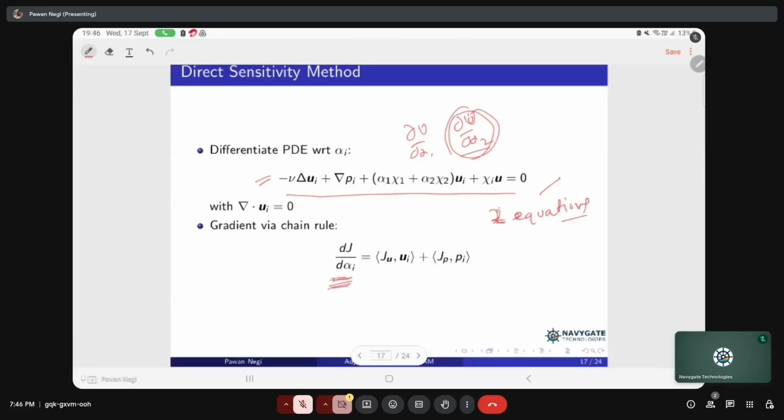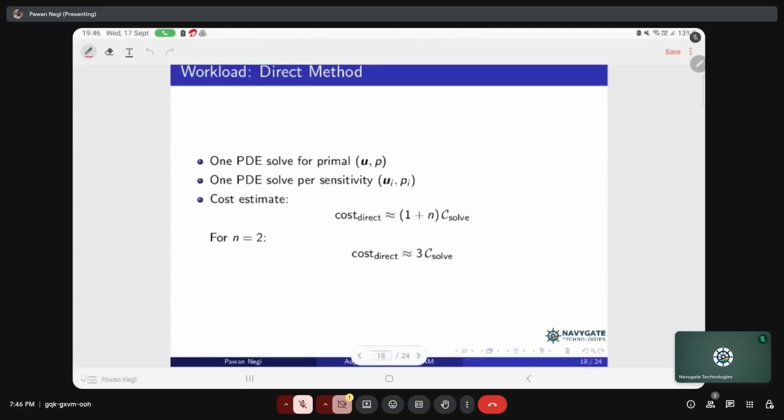And when you want to find out the total derivative of j with respect to alpha, you will have to have these two, which is dou j by dou u i, and this i will be for both alpha 1 and alpha 2. You have to have 2 equations here and then get them added here. If we want to compute that, how many solves do you have to do? One primal solution of the PDE and one sensitivity solution per design variable, alpha 1 and alpha 2.